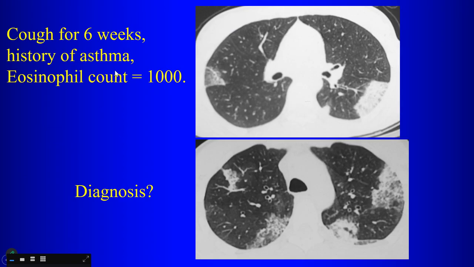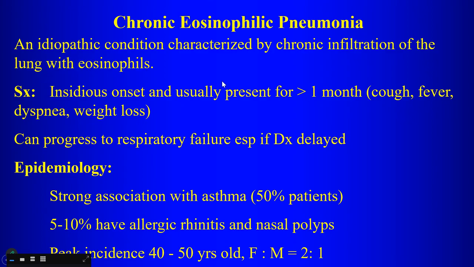These patients usually have longer onset of symptoms, cough for 6 weeks, so symptoms are usually present for more than a month. And again on CT, it can have these characteristic peripheral consolidations. So this is chronic eosinophilic pneumonia, insidious onset, symptoms usually present more than a month. It can progress. It's strongly associated with asthma. They can also have upper respiratory problems. The thing is, it is treatable with steroids. You might be the first one to suggest the diagnosis.